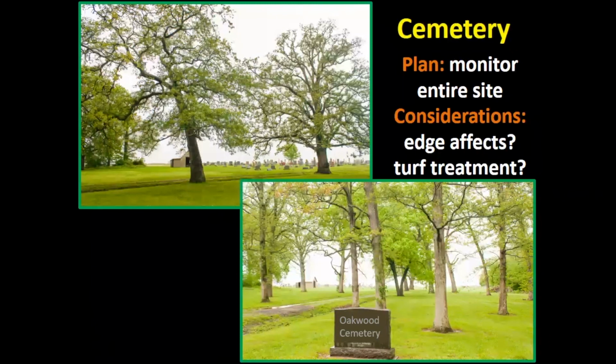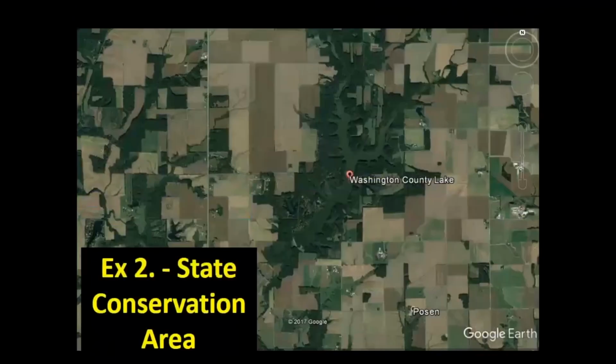One, we know there's cropland all around the edges of this, so we should be thinking about, are there edge effects that we need to be taking into account? And secondly, it's a mowed area with turf, and the question is, are there turf treatments of some kind or total vegetation control around trees that we need to be thinking about as well? Okay, so those are the kinds of considerations that we should be thinking about when we're in this kind of environment.